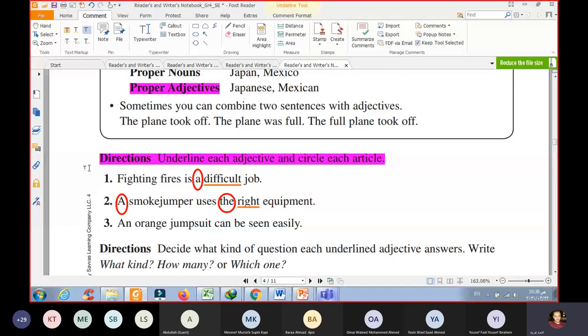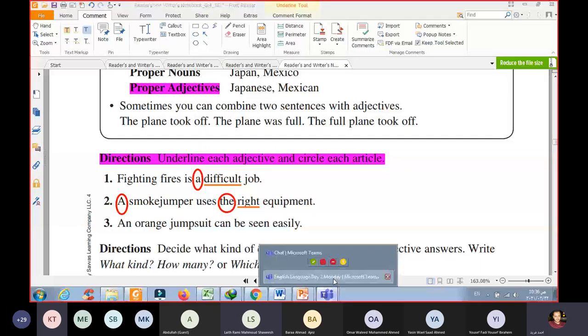Who can answer number three, boys? Bara. Me. No, Leif. Leif can answer. No, Bara. Not Bara. Not Leif.